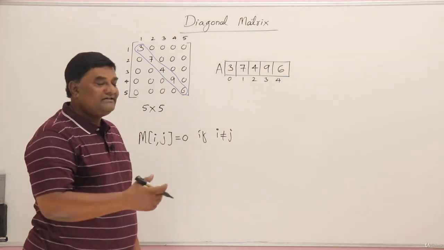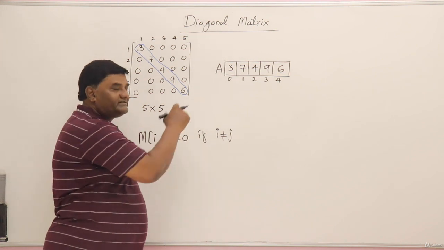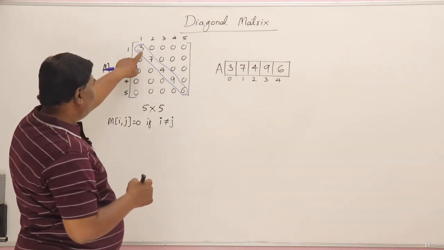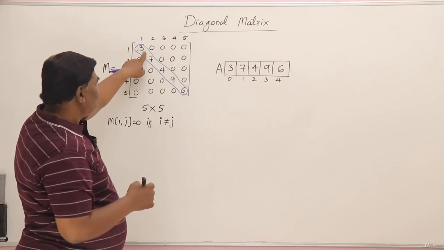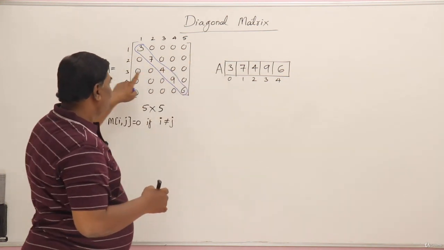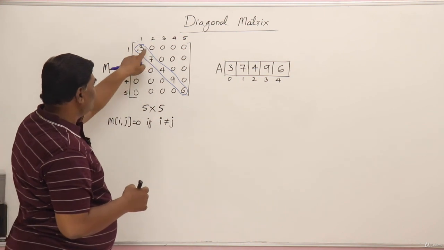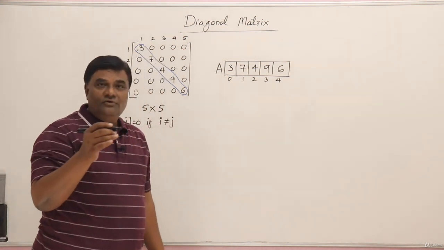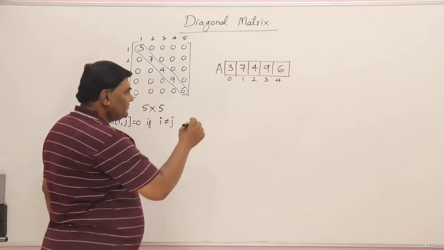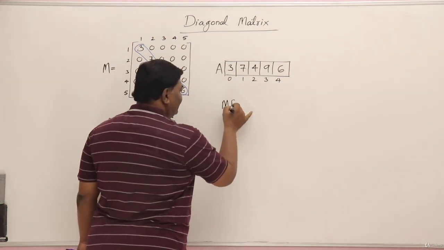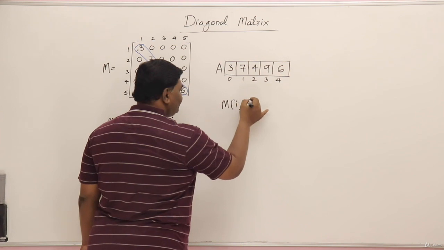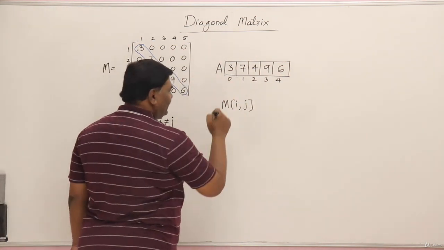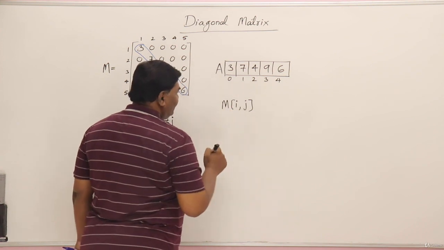Now let us see how we can access these elements from a single dimension array. If I want to access M of 1, 1, this element, then it is at index 0. If I want to access M of 2, 2, this element, it is at index 1. So only diagonal elements are there. If I want to access any element M of i, j, which is stored in an array, then from where can I get the element?